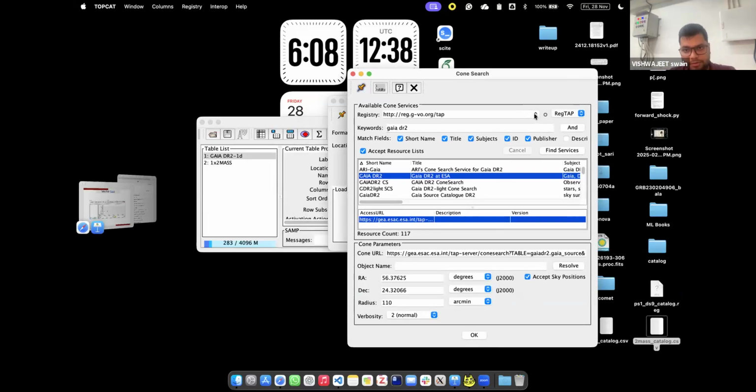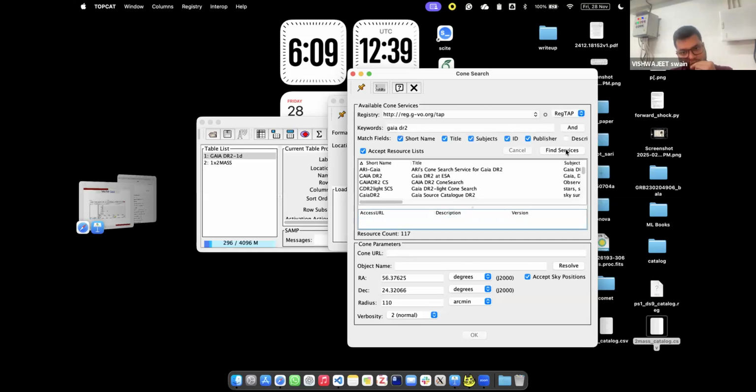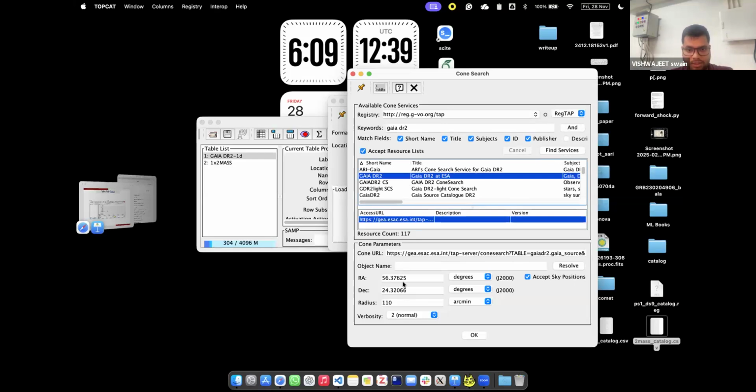Here you can choose whichever server you want. I guess the first one is the default by TopCat, but others are the defaults of the other services. And here you have to put the keyword name for the particular catalog you want to load. It's Gaia DR2 which I want to load, and then find the service. So let's find the service here. You will see the list of catalogs, and you have to select the one you want.